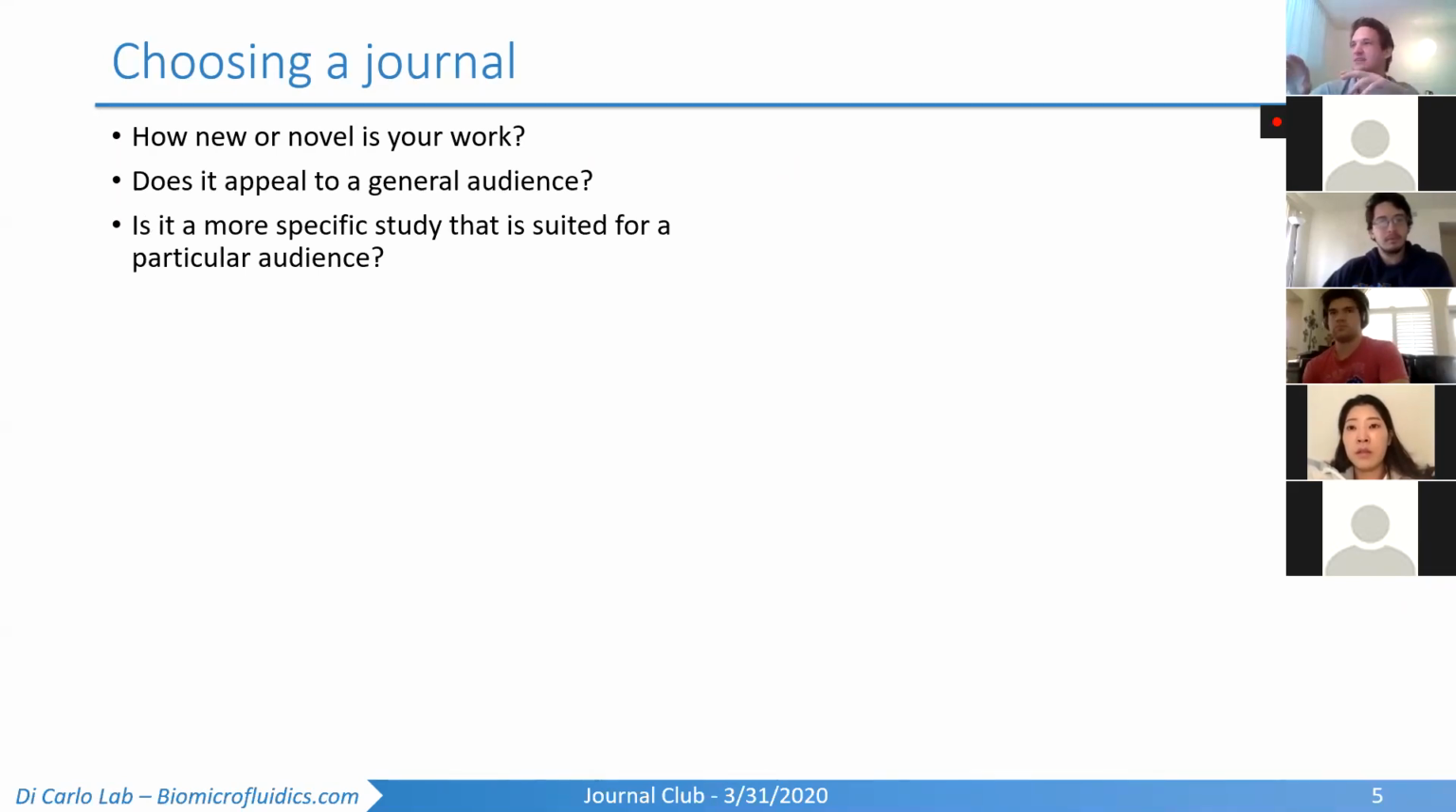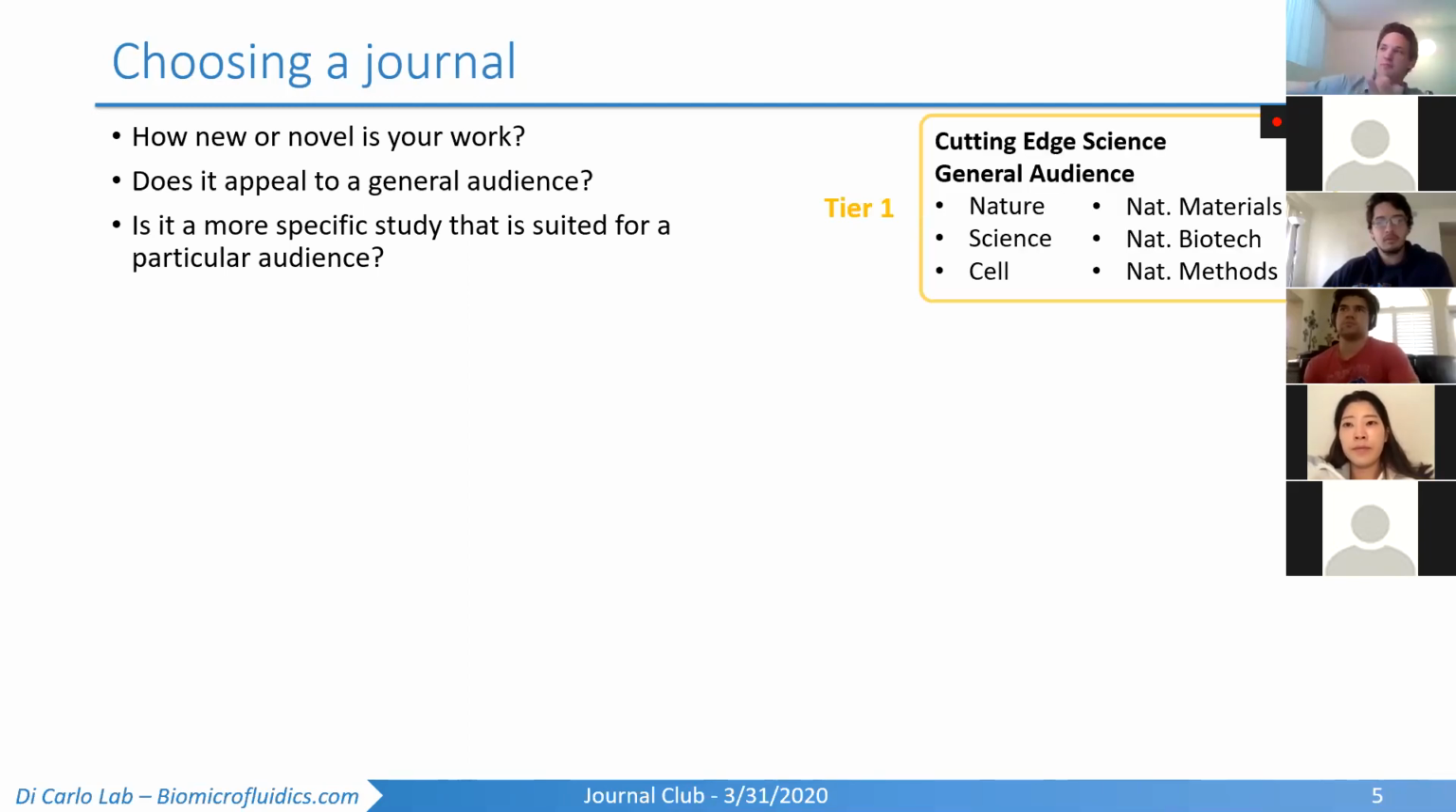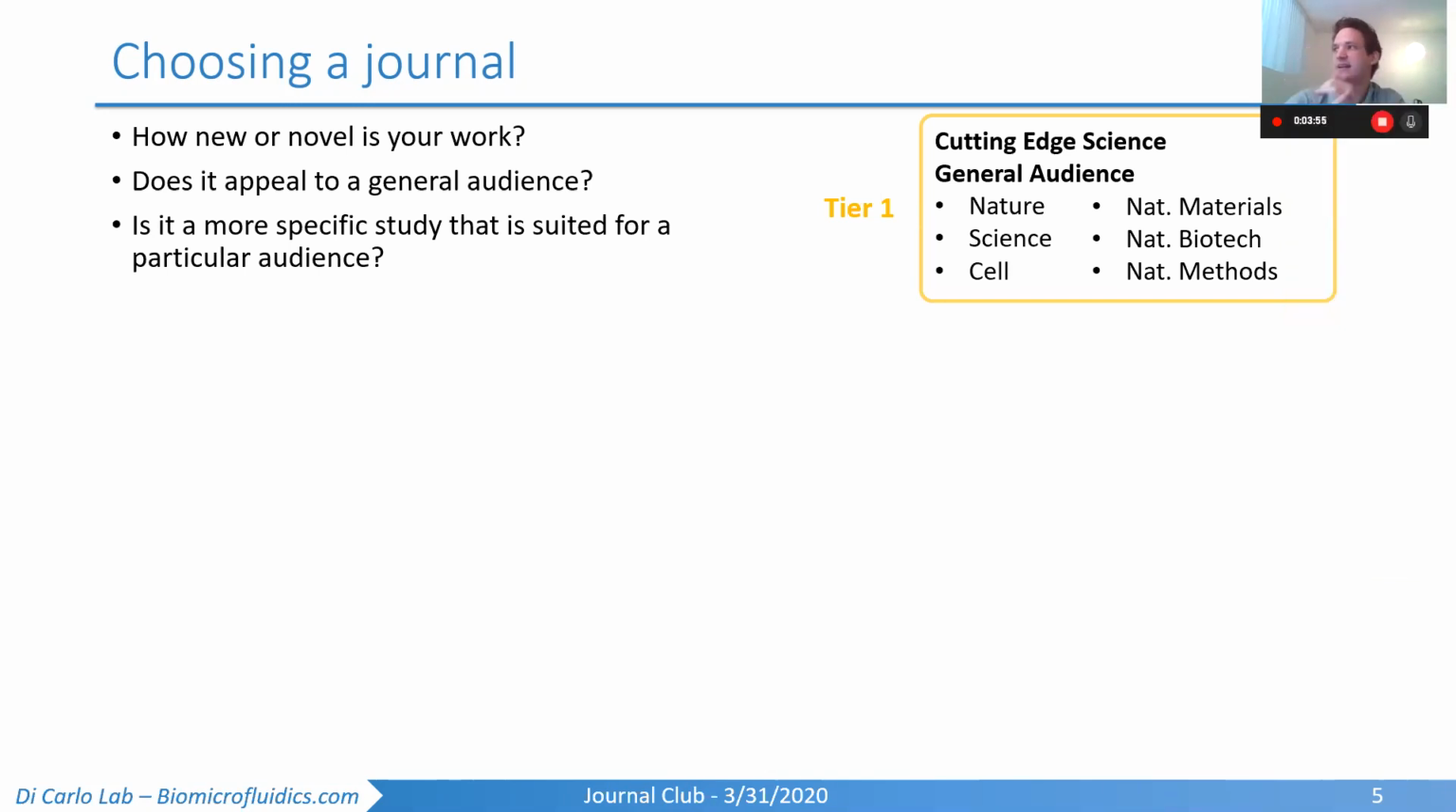I'm trying to give a broad explanation of these, but usually you have your tier 1 journals. These are very cutting edge science, usually for a general scientific audience. The big examples are Nature, Science, and Cell. There are also some subjournals usually under Nature, such as Nature Materials, Nature Biotech, and Nature Methods. These are very hard journals to get into. It's usually limited to very impactful, though not always, very new and innovative work.